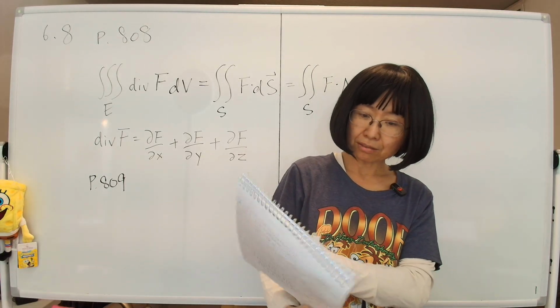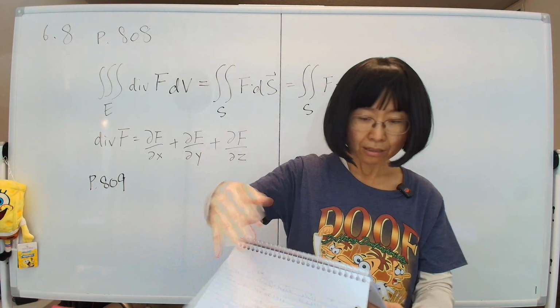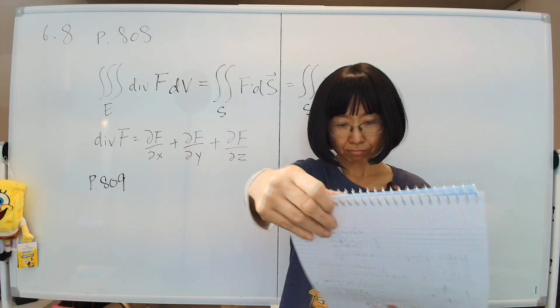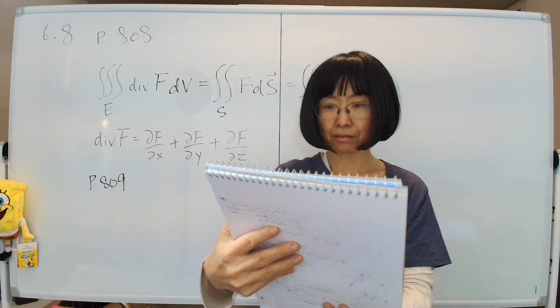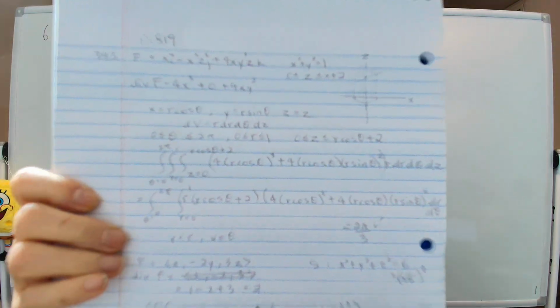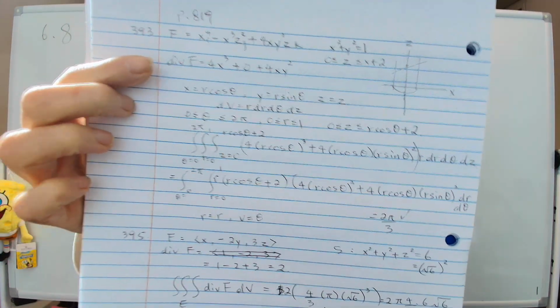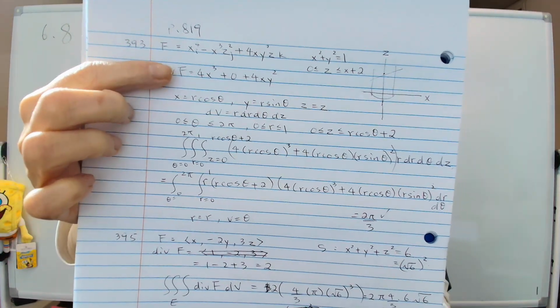Next, let's look at 393, which is a similar deal. This time we're integrating over a cylinder, except the top is slanted.